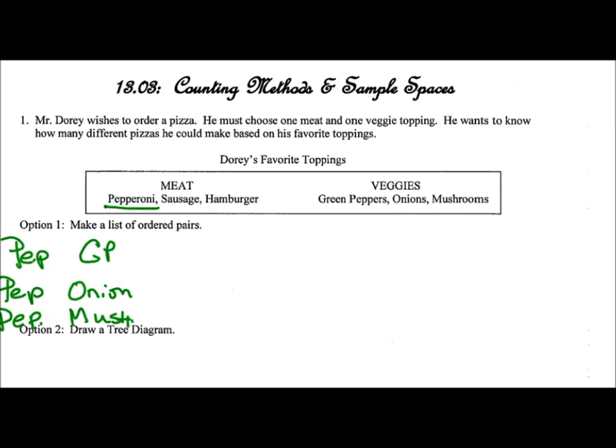But perhaps we don't want pepperoni. Maybe we decide to go to sausage. Let's see the possible pizzas we could make there with sausage and 1 vegetable. We'll say S for sausage. We could have sausage and green peppers. We could have sausage and onion. We could have sausage and mushroom. So we have 3 more pizzas that we could make. If we went with sausage, we could have green pepper or onion or mushroom.